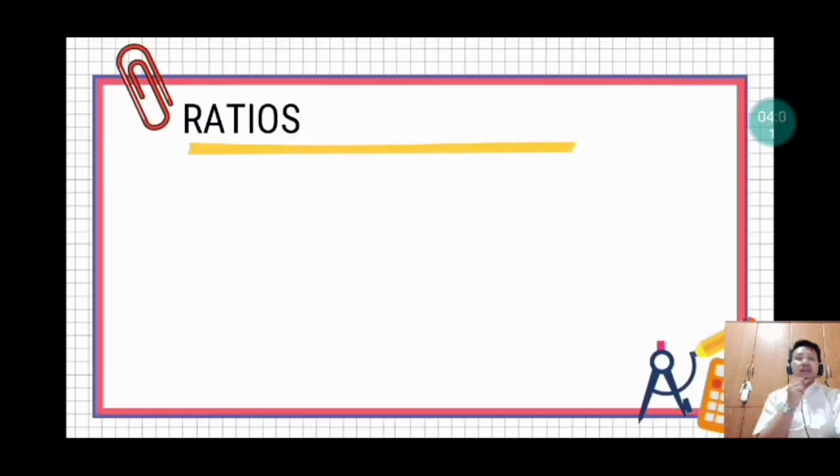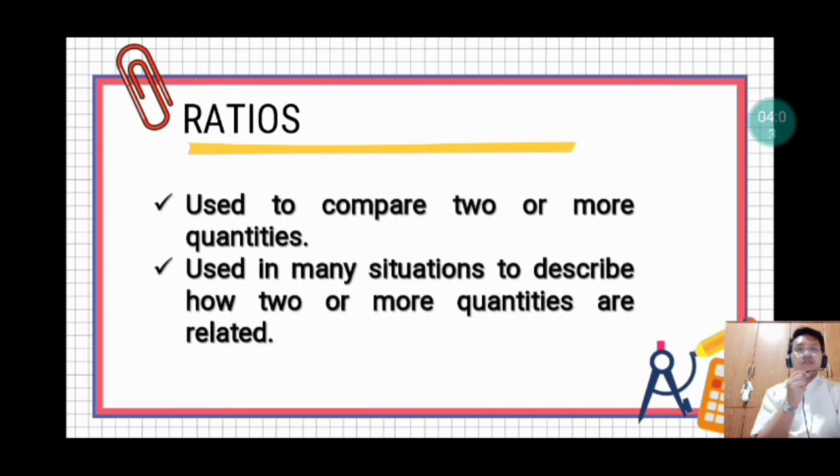Let us start with ratios. Ratios are used to compare two or more quantities. So sinasabi dito na ang ratios ay ginagamit sa paghahambing ng dalawa o higit pang bilang. So for example, in our activity a while ago, you were able to compare the quantities of the pineapples and then the boys. So, nagkaroon ng comparison between the two things.